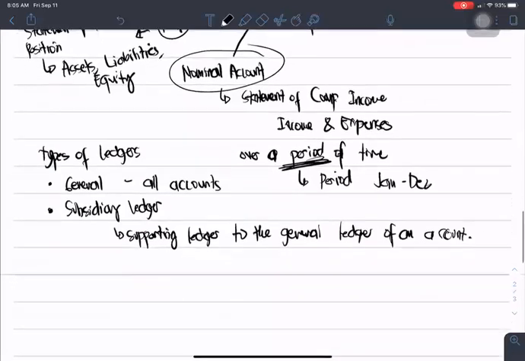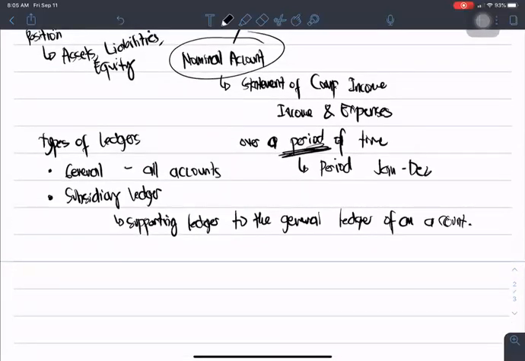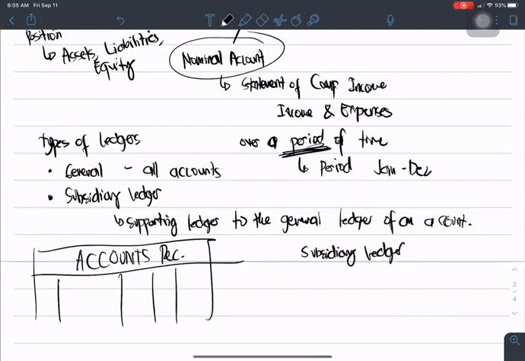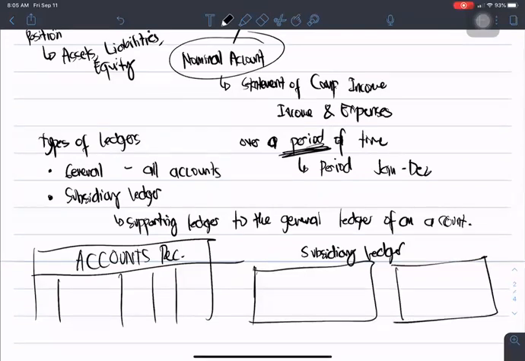Okay? It is a supporting ledger to the general ledger of an account. So, for example, we have here the ledger of accounts receivable. So, this is the ledger of our accounts receivable. We have a subsidiary ledger, meaning we have a supporting ledger. Let's say this is one ledger, this is another ledger. So in the accounts receivable, let's say the total is 50,000. That 50,000, let's say, is made up of these two subsidiary ledgers.